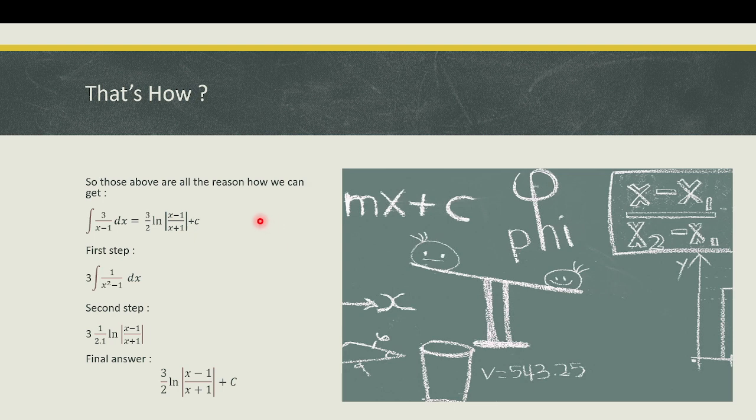So those above are all the reasons for how we get the answer to this integration problem solved by Photomath, of course. So from the first step, second step, and then to the final answer, that's how we get it. So that's all I can do for you. I'm so sorry because I'm not good at explaining something.